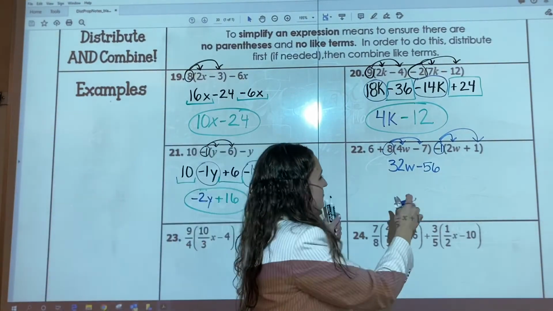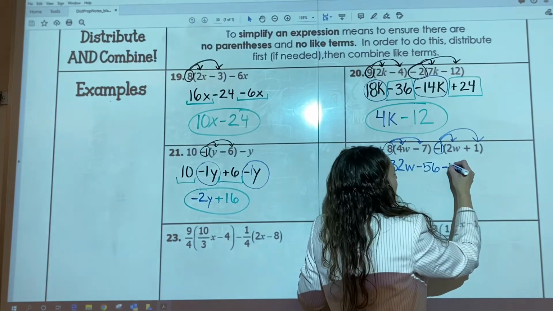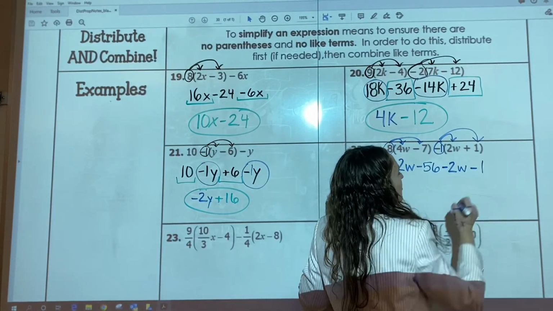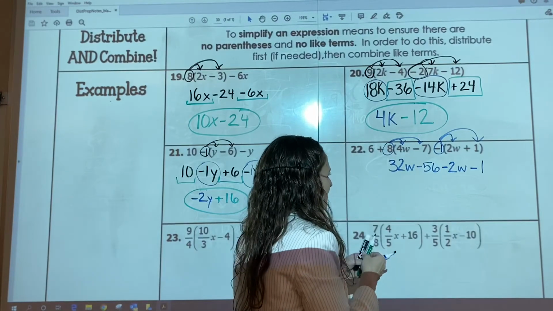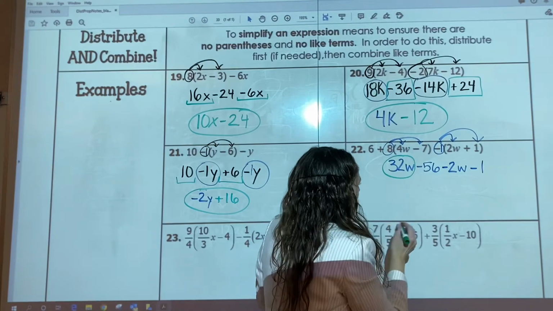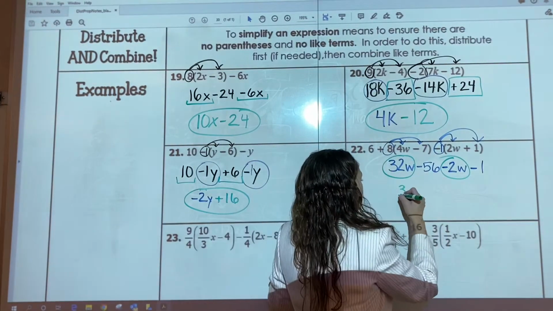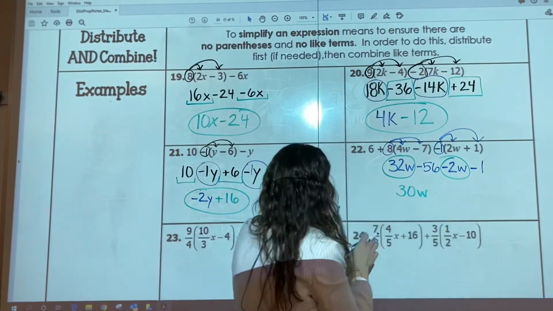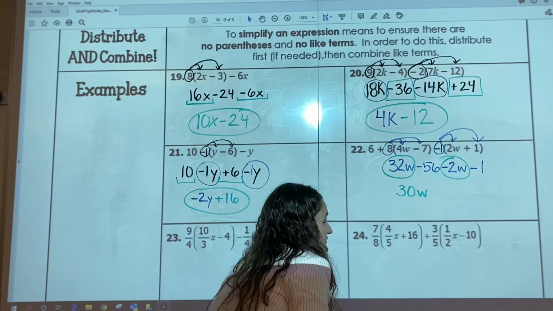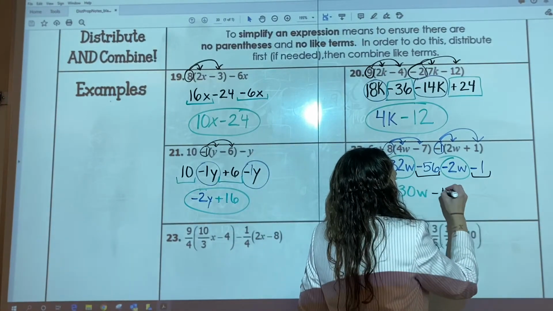All right, for the second part, we're gonna distribute the -1. So -1 times 2w is -2w. -1 times +1 gives me -1. Let's look for like terms. We have 32 and -2, which will combine and give me a positive 30w. We also have -56 and -1, which would combine to give you -57.